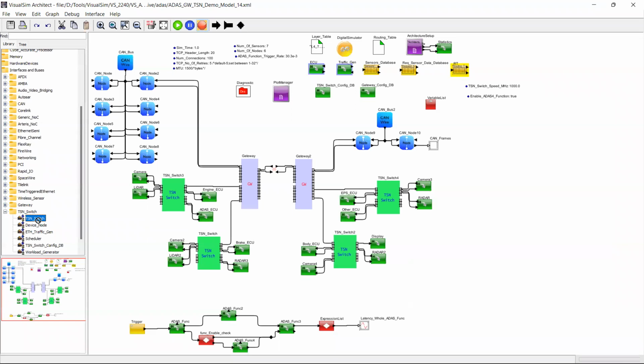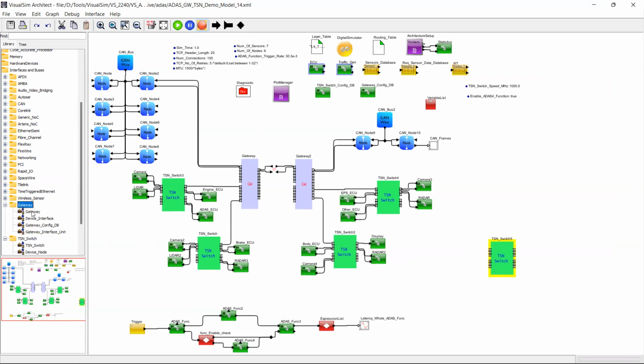So let's say I want to add another TSN switch, I can simply drag and drop it into the modeling environment. Then it will be placed into the platform as required. Then we can also have different nodes, then the traffic generators. The traffic generators are also very important when modeling such a system. So we can see the TSN switches here.